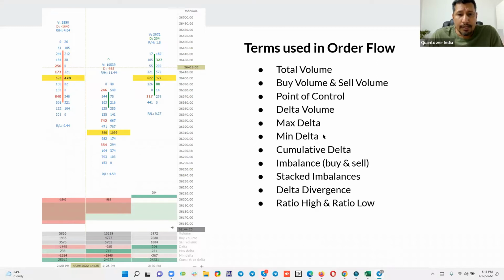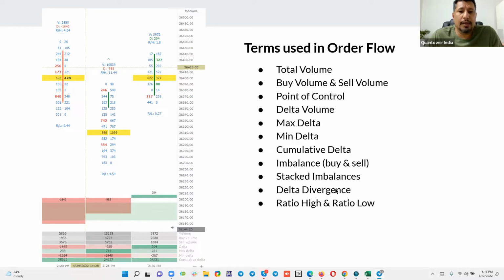Then there are stacked imbalances. If there are more than three consecutive imbalances on either side, we will highlight that in red or green as a resistance and support line, which you can see in the chart as we go along with this webinar. Then there is delta divergence.